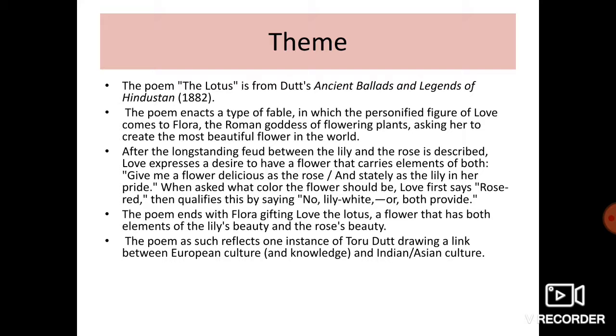Let us see something about this poem Lotus, which has been taken from the anthology Ancient Ballads and Legends of Hindustan, published in 1882. So basically, it's a very simple sonnet. It's a poem which enacts a type of fable in which the personified figure of love, that is the god of love, comes to Flora, the Roman goddess of flowering plants, and asks her to create the most beautiful flower in the world.